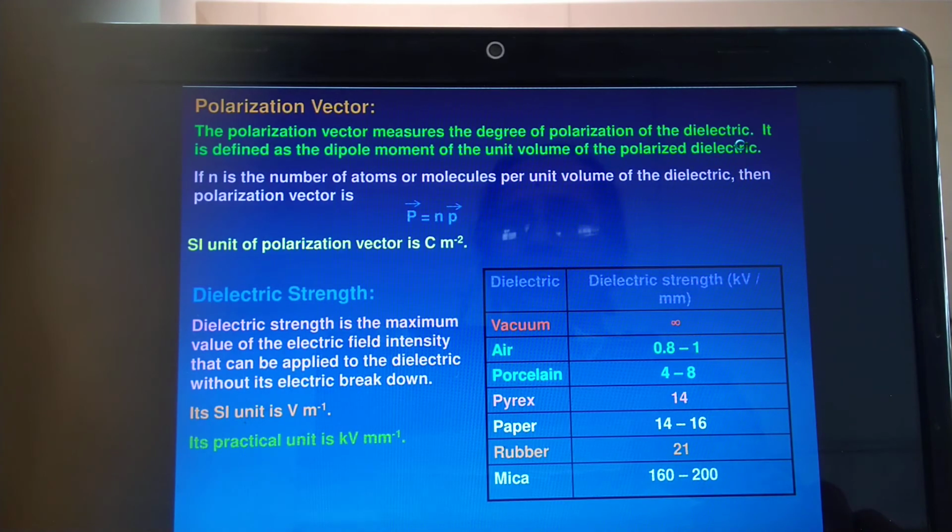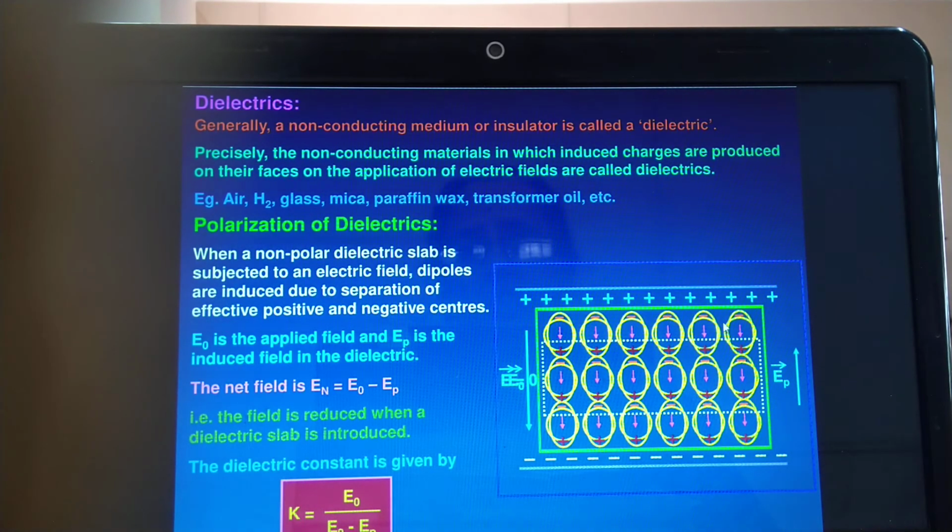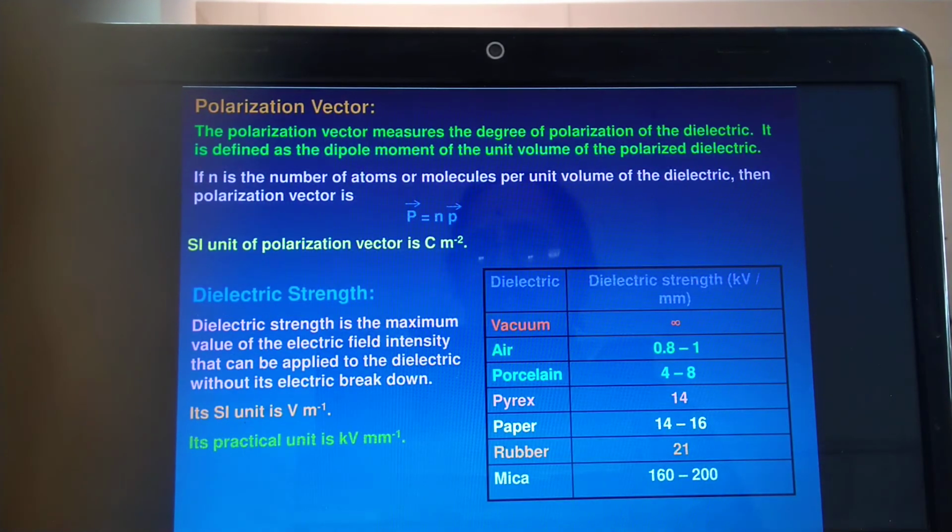What does this mean? Just see here. Here is the dielectric medium, the non-polar molecules. Whatever its volume is, this is called the volume of the dielectric. So what is polarization? The net dipole moment P divided by the total volume of the space occupied by the non-polar molecules is called polarization. So this is your polarization. The SI unit of polarization is C per meter square, therefore C m to the power minus 2.